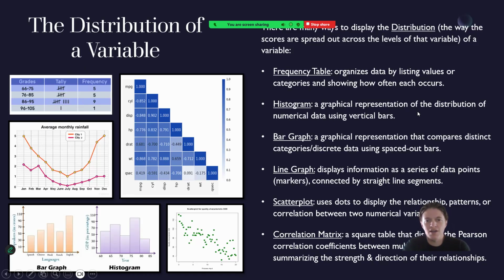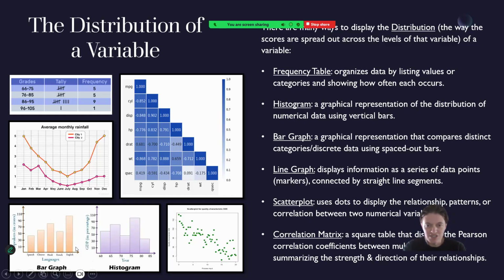A histogram is a graphical representation of the distribution of numerical data using vertical bars. And typically with a histogram, the bars are connected to each other, right? See how in the bar graph there's space? In a histogram, they are all sandwiched together. So this one down here is a histogram. On this side, we have one variable, and on this side, we have the other. And then we plot them using these graphical representations of vertical bars. So that's a histogram.